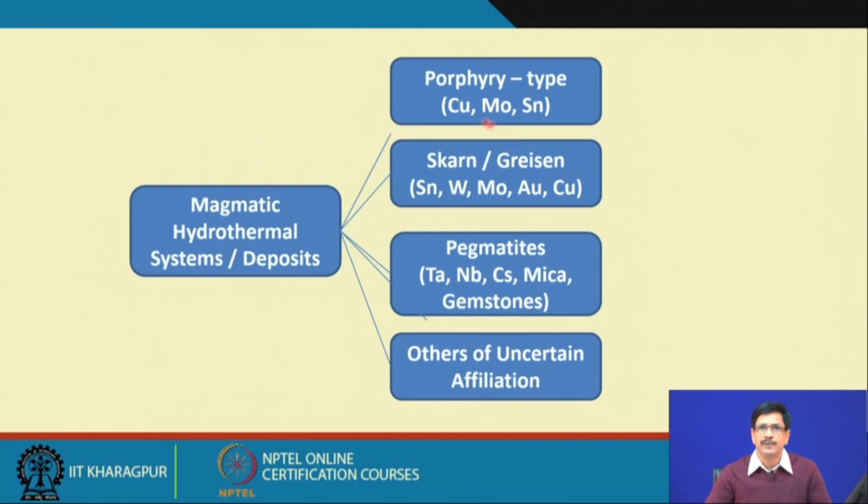In this, we will take the porphyry type deposits as our type example, the ones which are the most studied to understand the magmatic hydrothermal process, and then briefly touch upon others. Once we understand how this magmatic hydrothermal system works, we will be able to understand the other variations giving different types of other metals. These porphyry deposits are important sources for copper, molybdenum, and tin, and also gold.